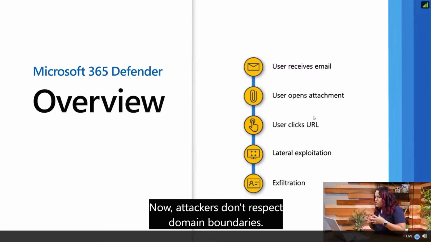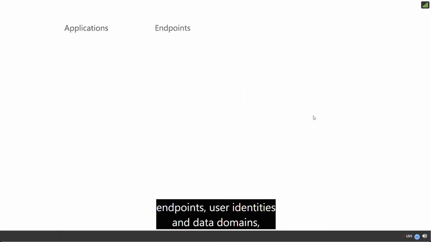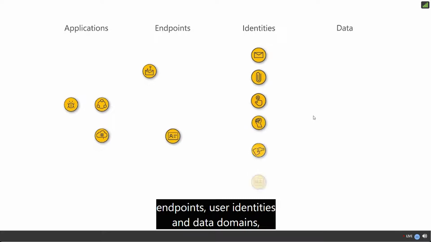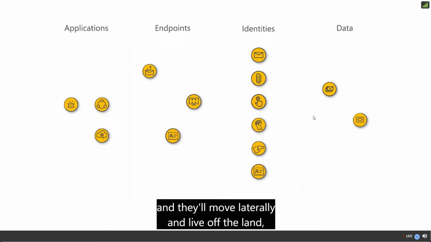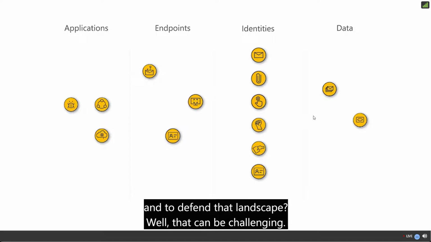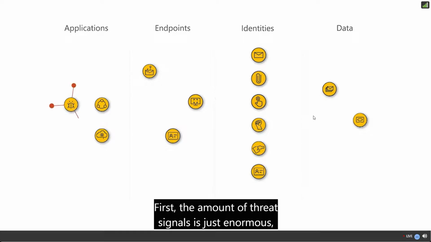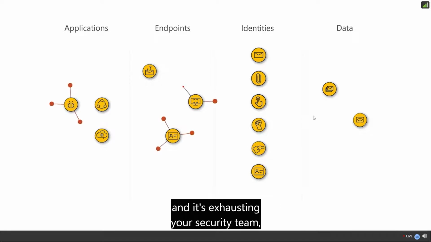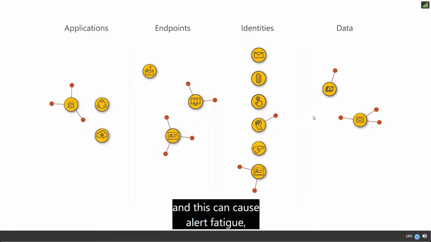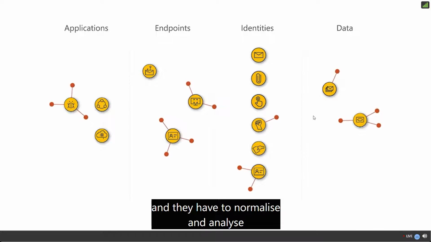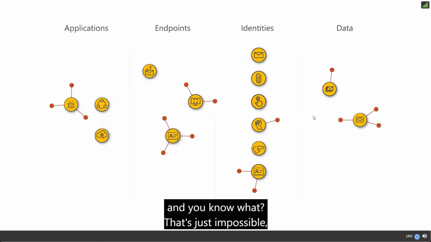Now, attackers don't respect domain boundaries. They move fast across applications, endpoints, user identities, and data domains. And what they do is they establish a foothold, and they'll move laterally and live off the land. And to defend that landscape, well, that can be challenging. First, the amount of threat signals is just enormous, and it's exhausting your security team, which is already stretched to its limits. And this can cause alert fatigue. And they have to normalize and analyze it all in a timely fashion. And you know what? That's just impossible.